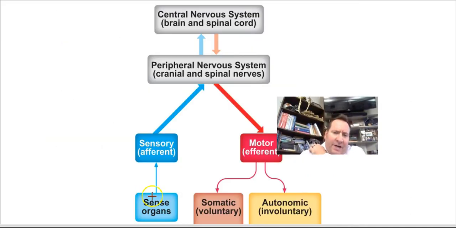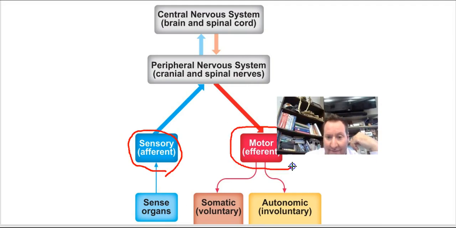So next thing we got to understand is how we break down the peripheral nervous system. We break down the peripheral nervous system into the sensory division, also called the afferent, and the motor division, which is called the efferent. So you have the afferent and you have the efferent. Your sense organs are going to be sending information to the central nervous system, where we process this information. How are we going to respond?